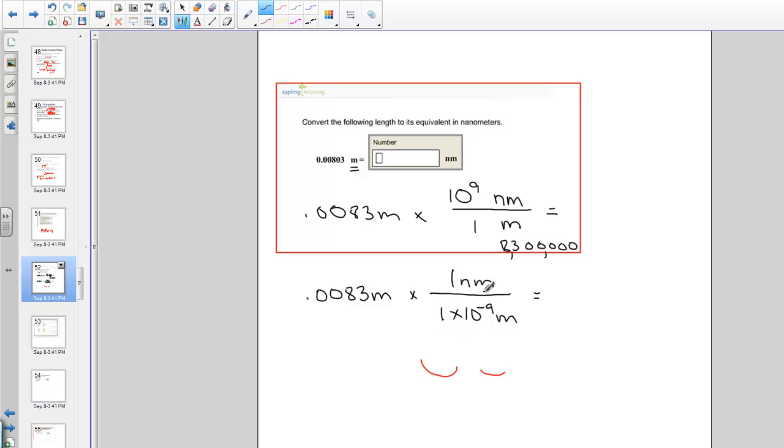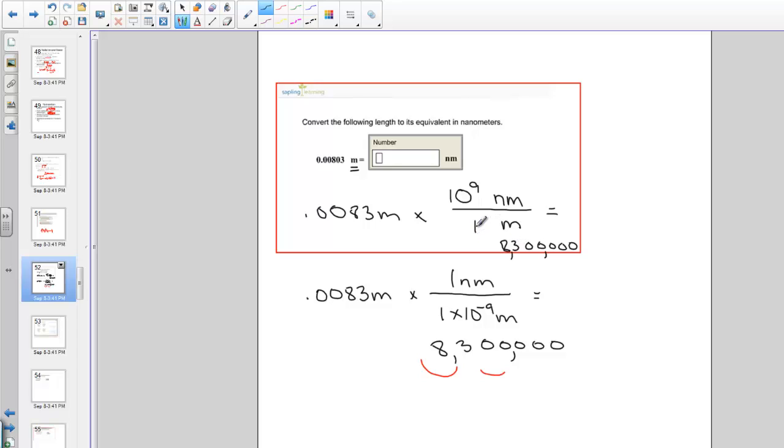If I take 0.0083 and divide by 1E negative 9, that's scientific notation on my calculator, we'll get the same answer. 0.0083 divided by 1E negative 9, and my screen gives me exactly the same thing. It gives me 8, 3, and 5 zeros. So you can tackle this conversion in either direction and end up the same way.